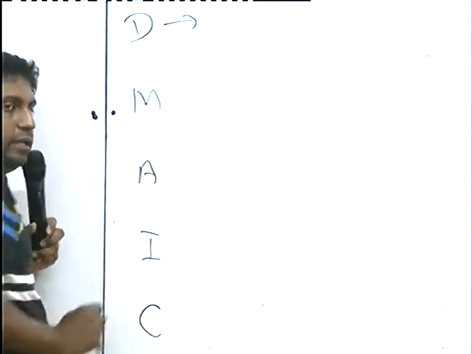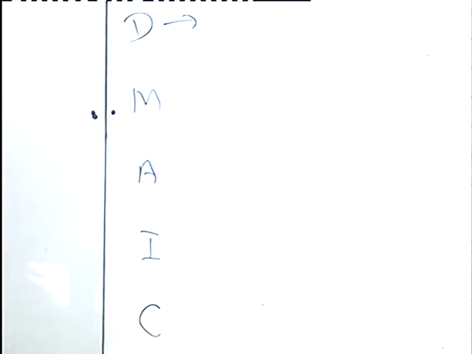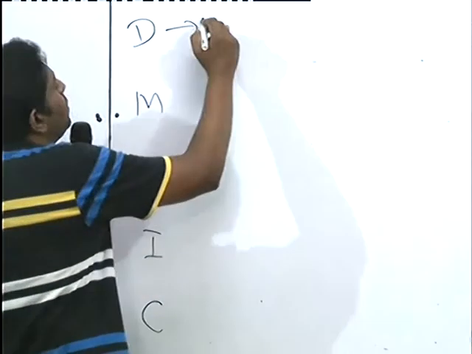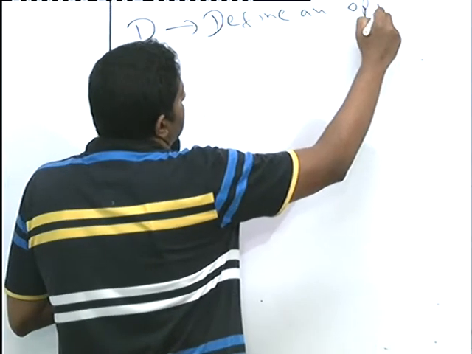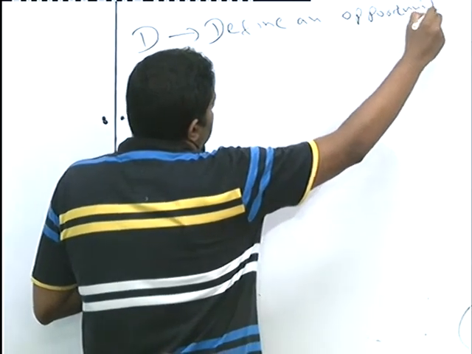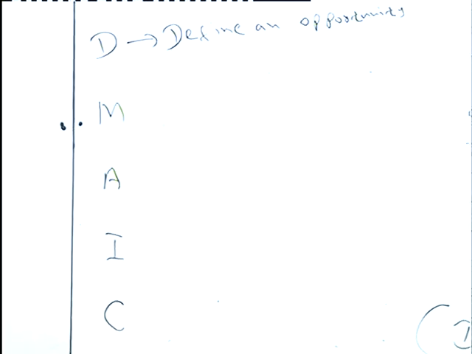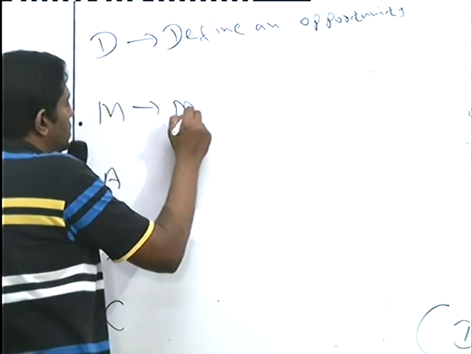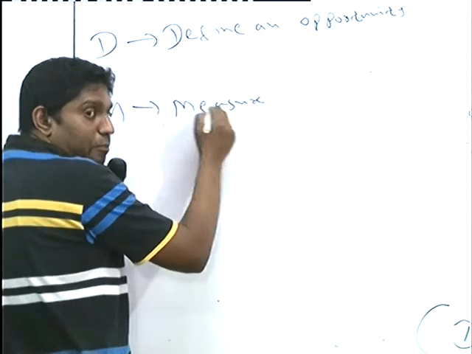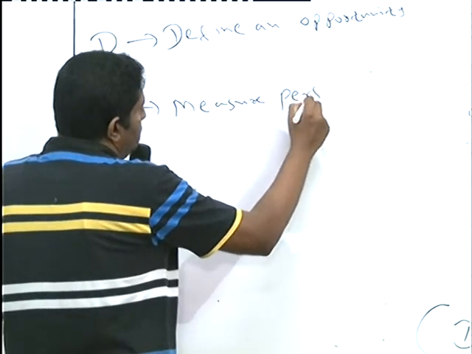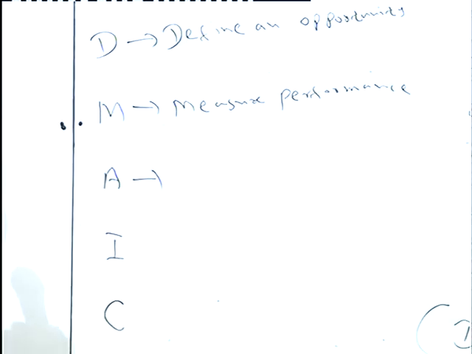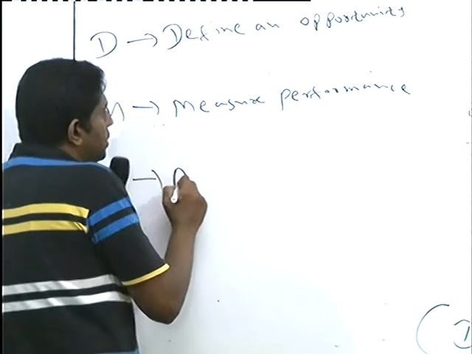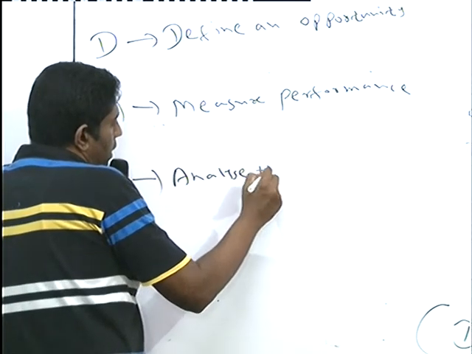Here D, the first one, means define an opportunity. Define an opportunity. M means measure performance. Measure performance. A means analyze the opportunity. Analyze the opportunity.